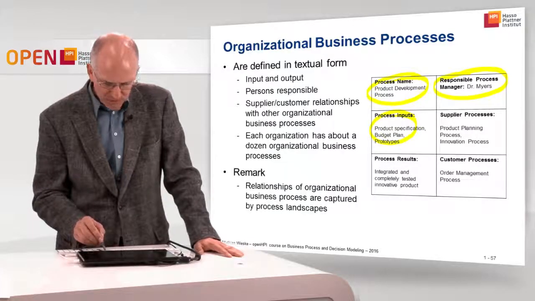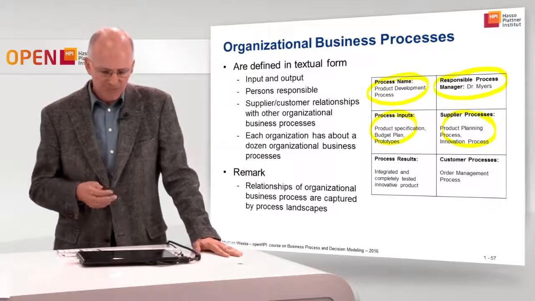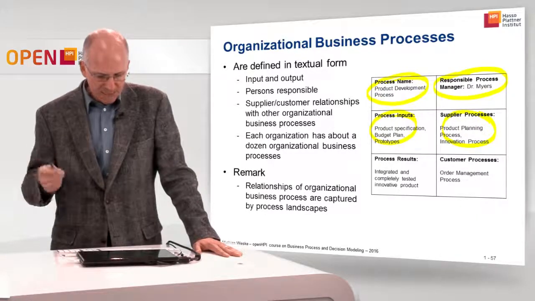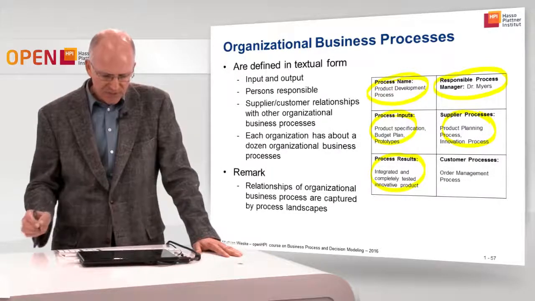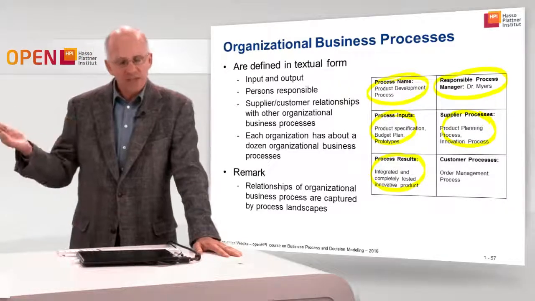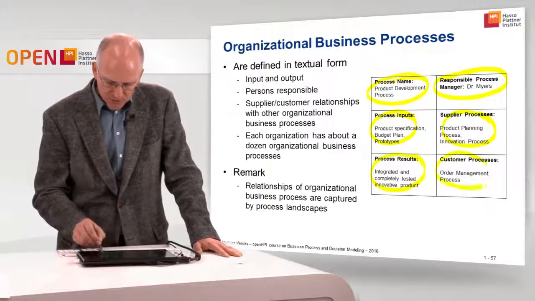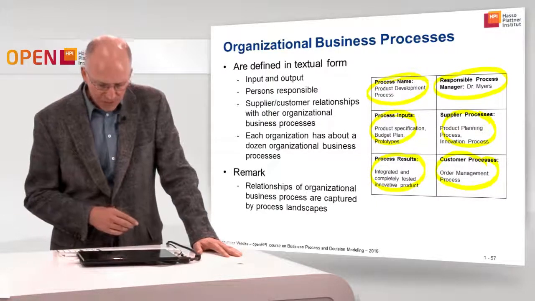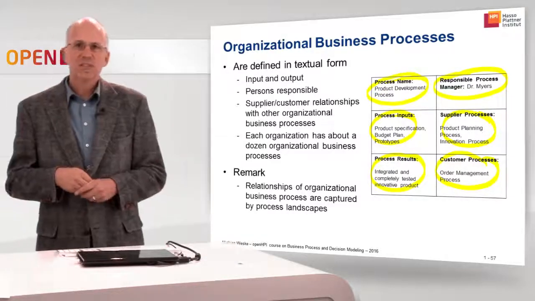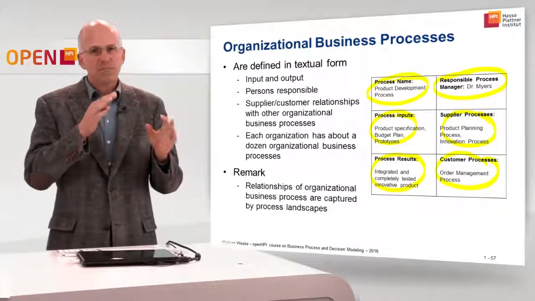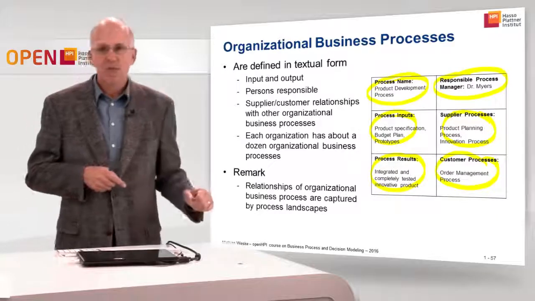We look at the supplier processes, so processes that produce something that the organizational business process expects or uses as input. The organizational business process also produces process results, and these can then be fed into other organizational business processes. We also have one customer process here, which is the order management process. This takes a look at one particular organizational business process, which is realized by many operational business processes, which then are realized by implemented processes.